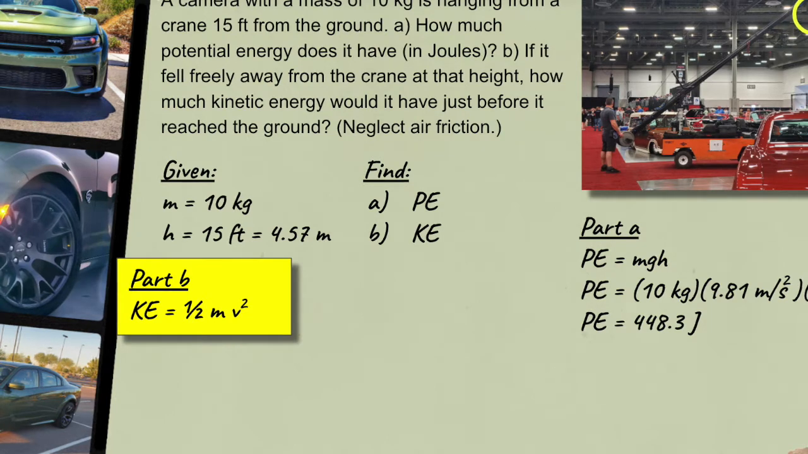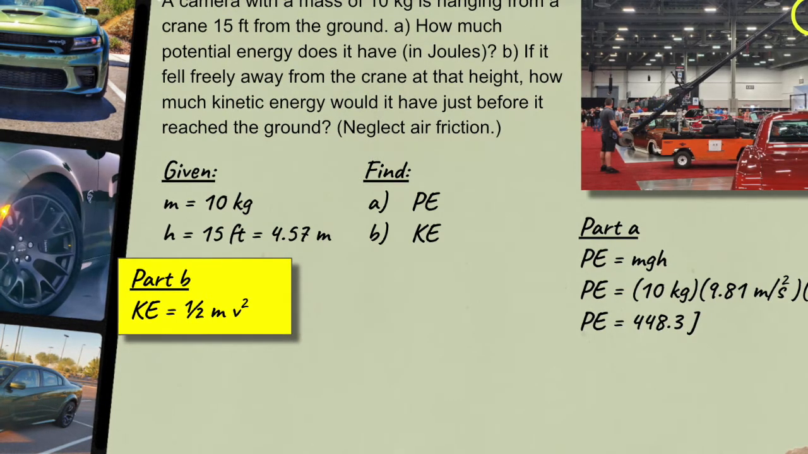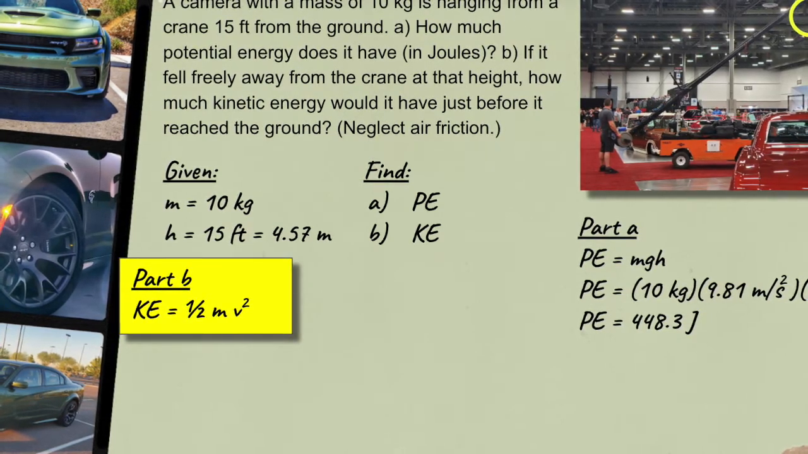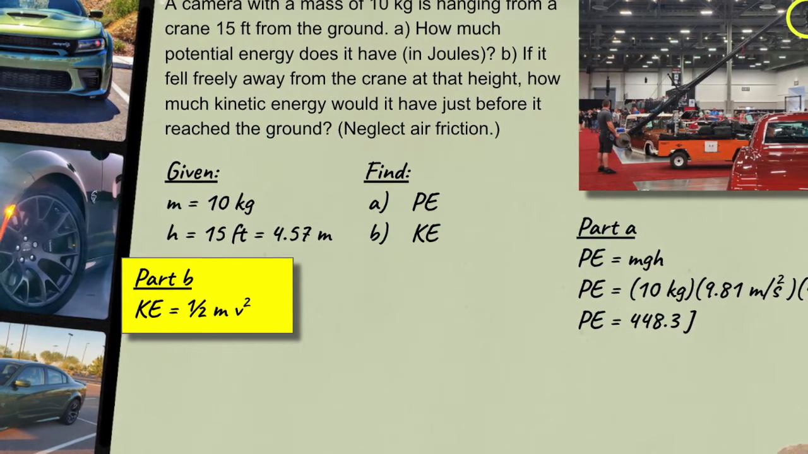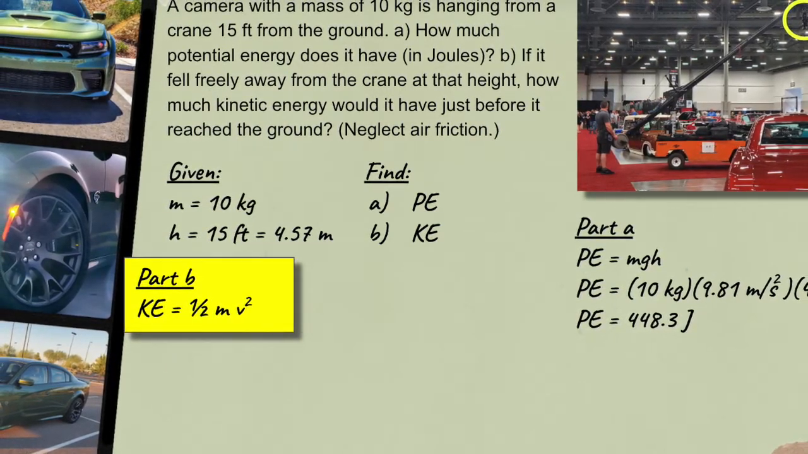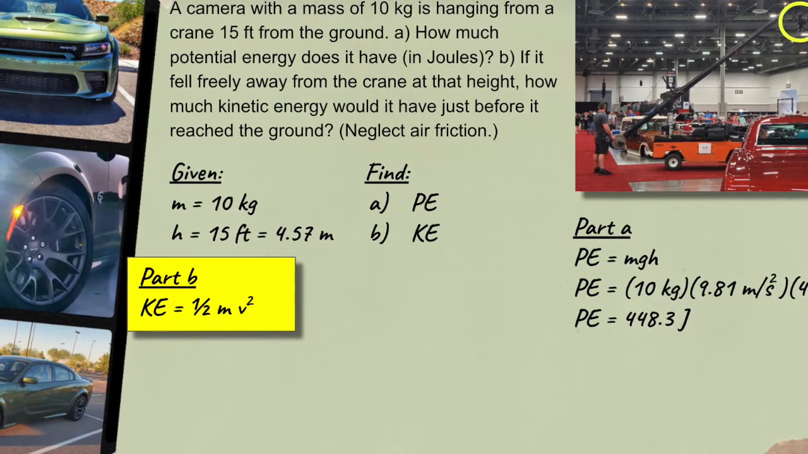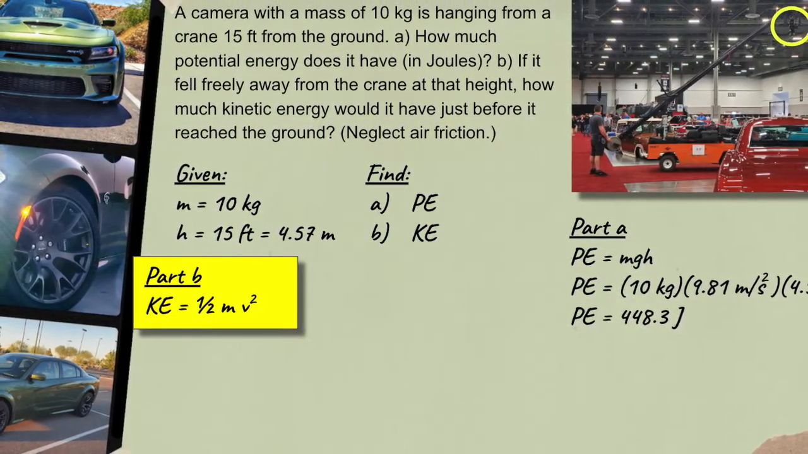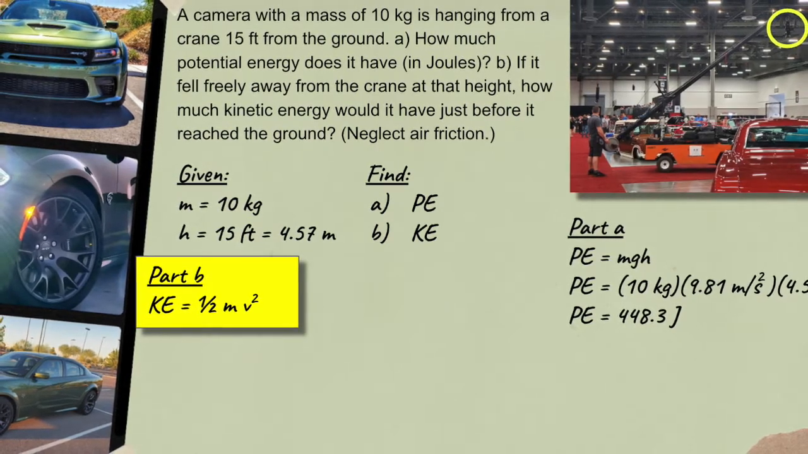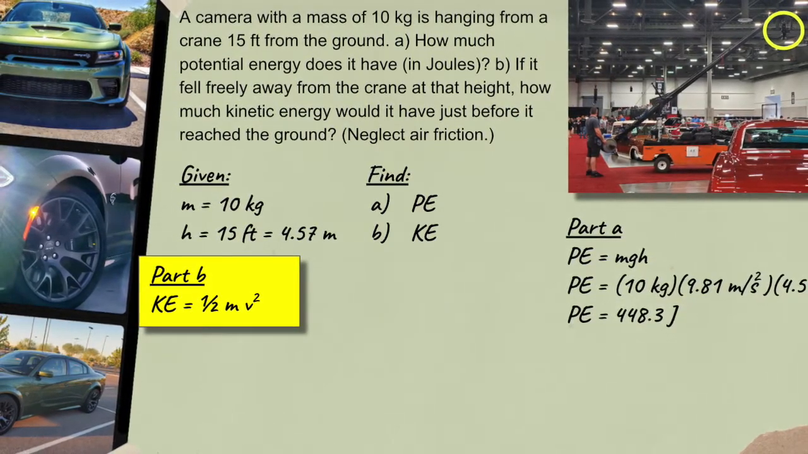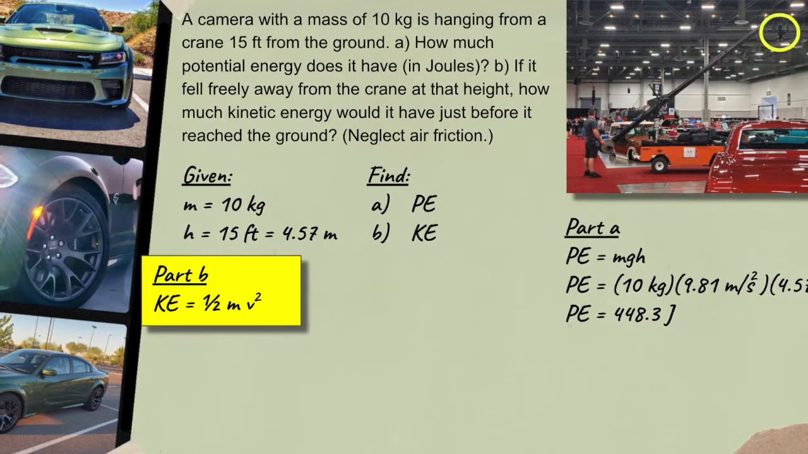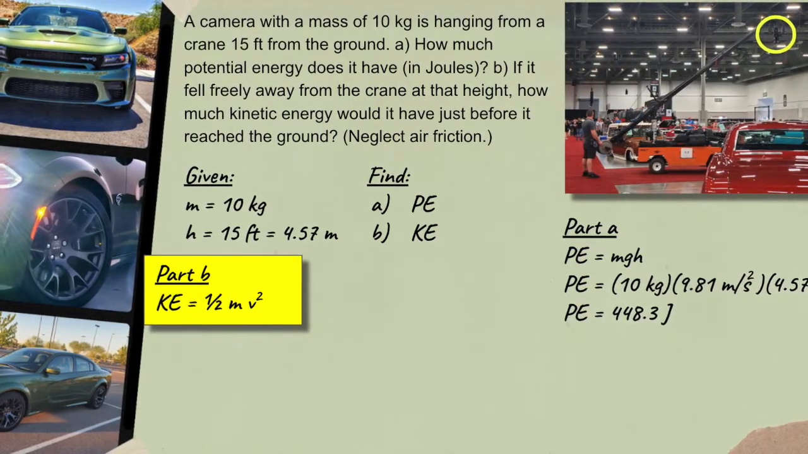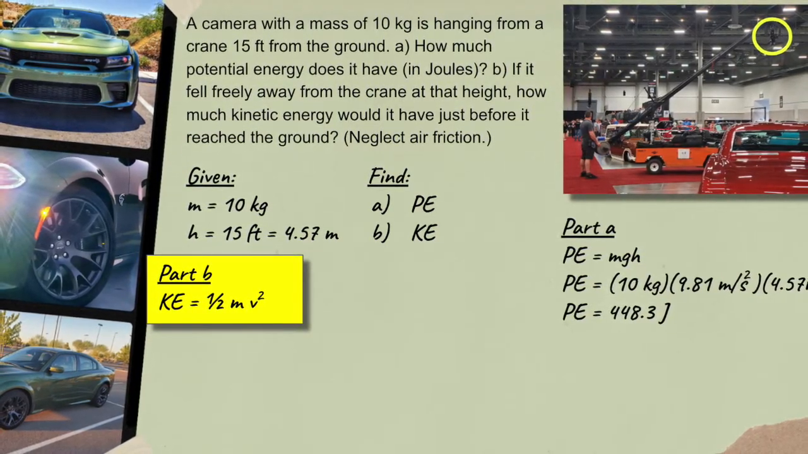Now for part B, if the camera happens to fall freely from the crane, we need to find the kinetic energy it has just before it reaches the ground. The equation for kinetic energy is KE equals 1/2 mv squared, or 1/2 times the mass times the velocity squared. But we don't know the velocity. We'll need to figure that out first.